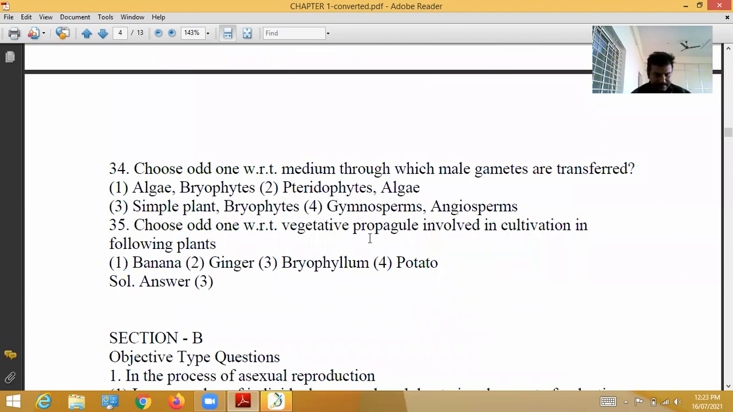34th question. Can anybody give the answer? Choose the odd one with respect to medium. Medium means what? Water medium through which male gametes are transferred. Among the four options, one is different. What is that? I want an answer.